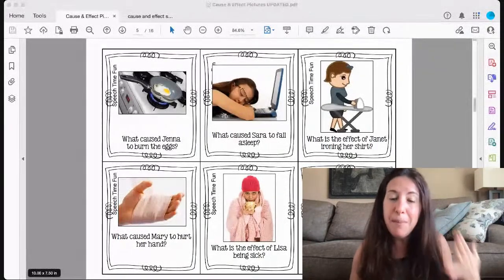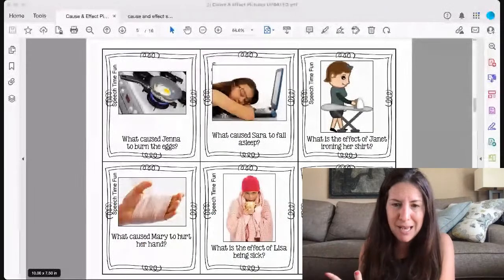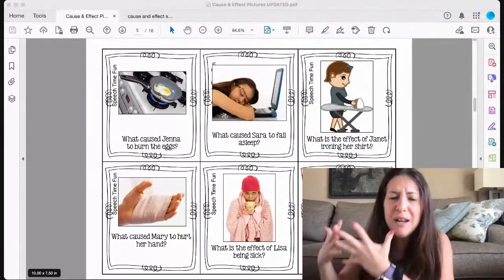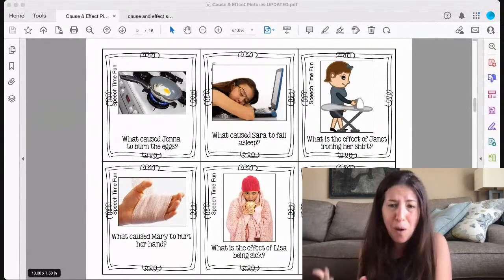If they can't do it about a picture, they're not going to be able to do it about a text, which of course we all know is much more language rich and has a lot more vocabulary and other things involved that can cause them to struggle and have some challenges along the way.